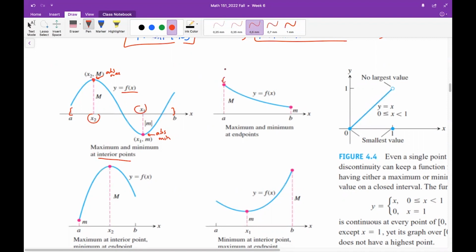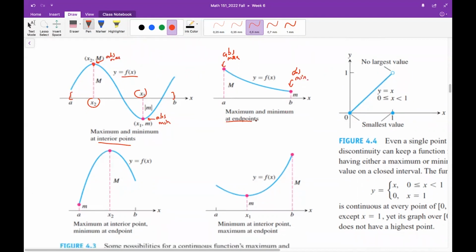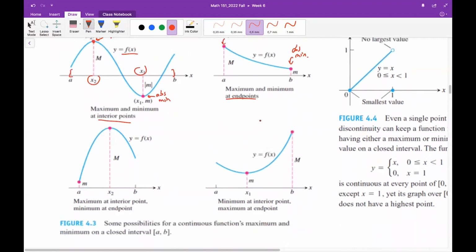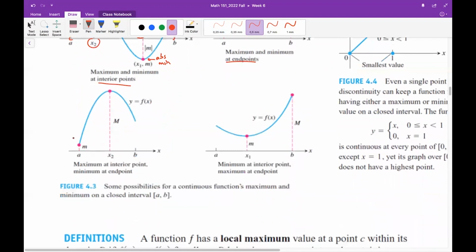Maybe they may be attained at the endpoints, as in this figure. This is the absolute maximum value of your continuous function, for example, attained at one of the endpoints of the interval, and this is the absolute minimum value attained at the other endpoint. In this case, maximum and minimum values occur at the endpoints. Sometimes one of them may occur at an endpoint and one of them at an interior point. Absolute max is here, minimum is attained at this endpoint, maximum is attained at an interior point, and this is the vice versa of it.